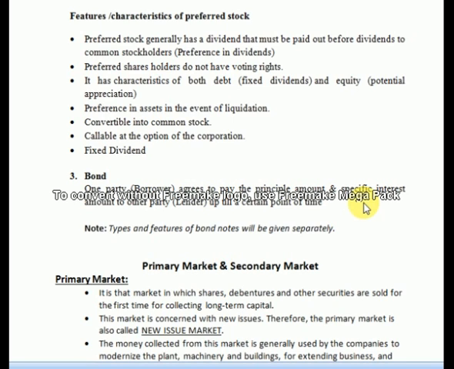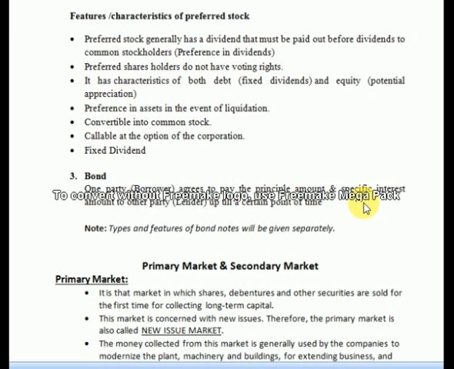Now our next topic is bond. What does it mean by bond? In a bond, one party, the borrower, agrees to pay the principal amount and a specific interest amount to the other party, the lender, up till a certain period of time. So a bond is a debt instrument which is mostly used by companies to generate funds.